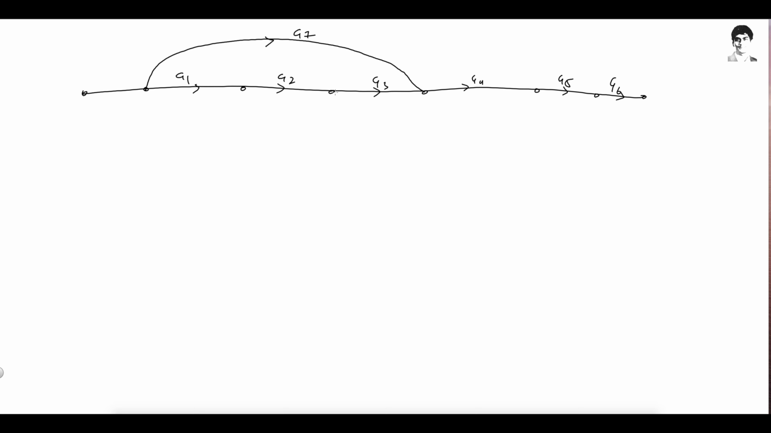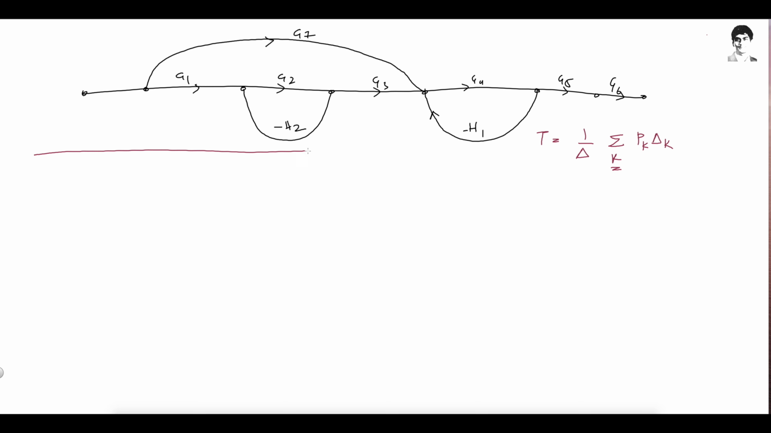Call it G7. Okay. And now we need non-touching loops, right? So I'll give one feedback here, minus H1, and then I'll give one more feedback here, call it minus H2. Transfer function is given by 1 by delta summation of Pk delta k, where k is the number of forward paths. So what are the forward paths here?